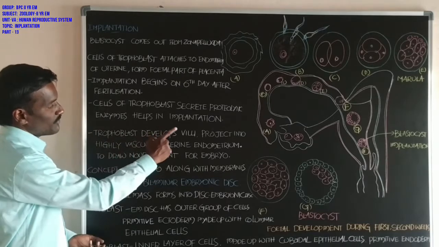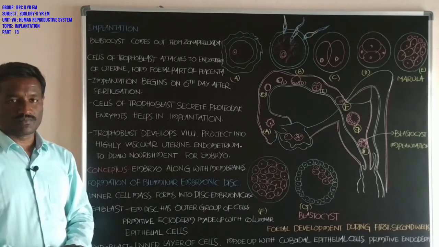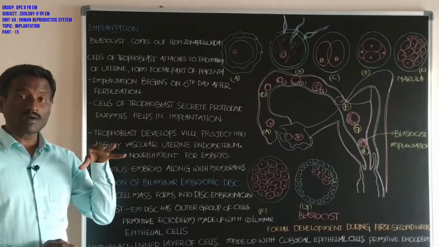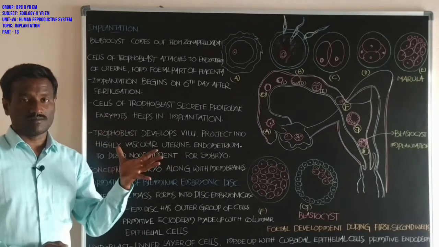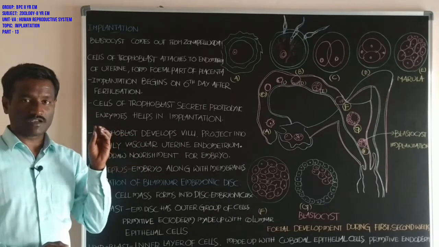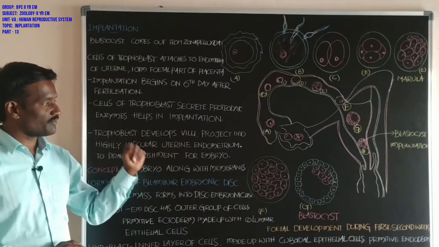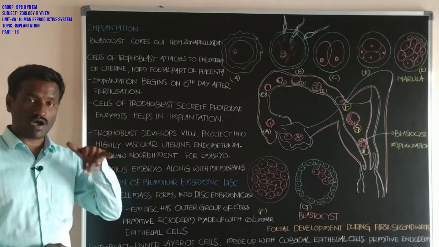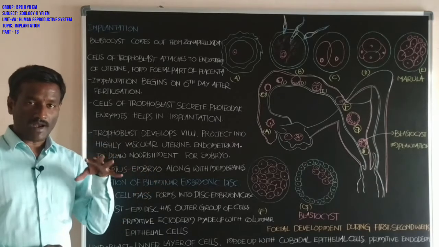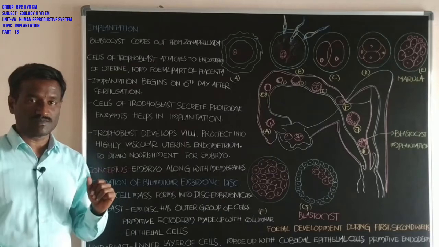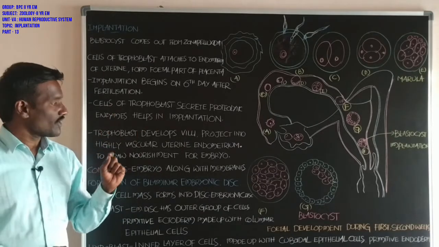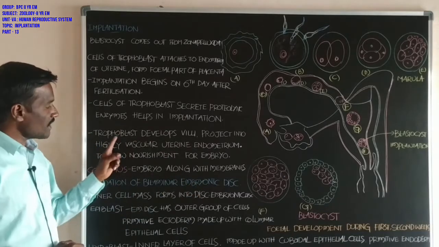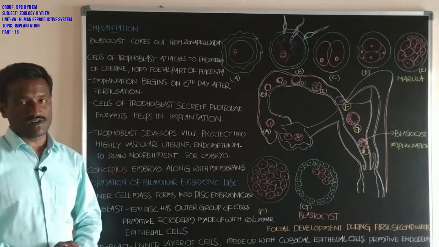The trophoblast develops villi in the process of implantation. The cells present in the trophoblast divide and form more cells, arranged as villi-like structures, and these villi project into the highly vascular uterine endometrium.